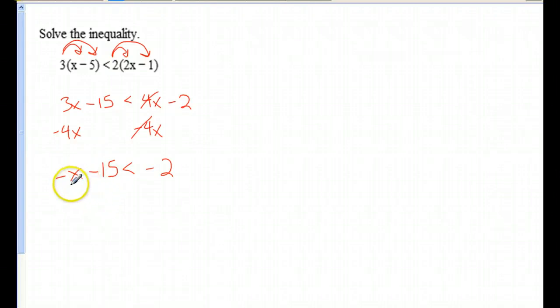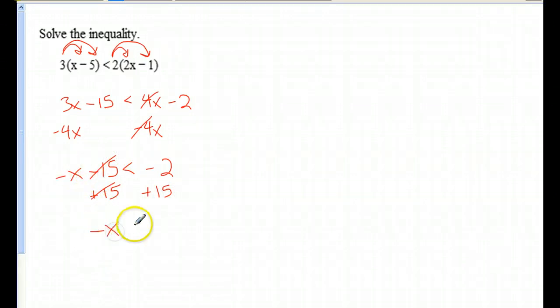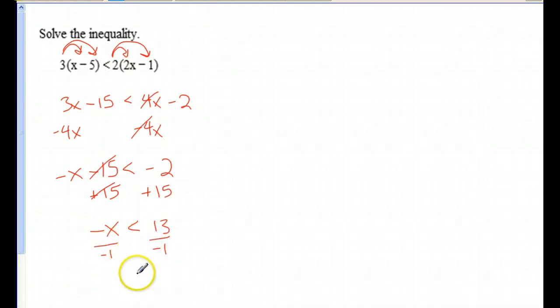Alright, now I got a variable, constant, so I want to get rid of the constant on the left side by adding it to the right side. Okay, gone here. The only thing left on the left is negative x. Negative 2 plus 15 is plus 13. Alright, and then I've got the opposite of the number I was looking for, and then a positive 13, so that means when I divide away the negative with the variable, my order sign flips, and I get x is greater than negative 13.